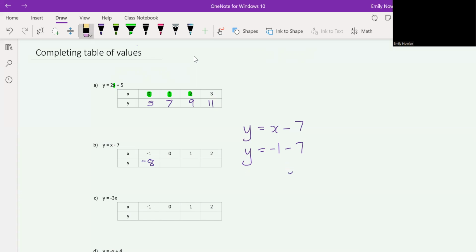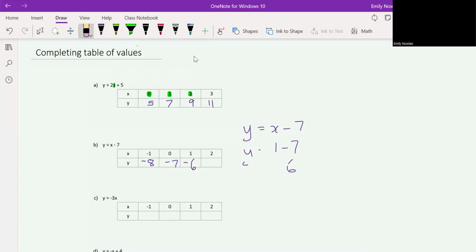Now we keep going, same idea. We replace the x with the next value, which is 0. So y equals 0 minus 7. 0 take away 7 is just minus 7, and the answer goes there. Okay, keeping the same rule, but we're now going to use the next one along, which is x is 1. So instead of writing x, we put 1 minus 7. 1 minus 7 is minus 6. So that goes in the hole there.